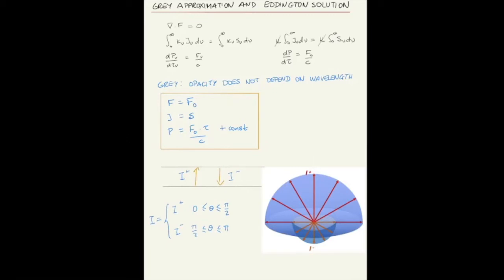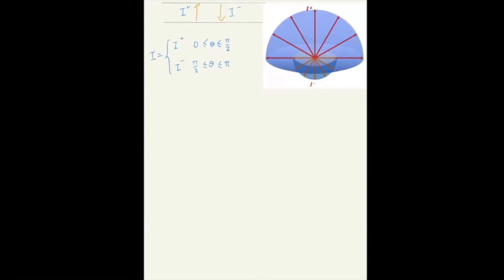So we can express the mean intensity, the flux and the pressure in terms of this intensity field. In the end, what the Eddington solution is going to give us is how the temperature depends on the depth. But let's look at the steps along the way to arrive at this result. So the mean intensity is the directional integral of the intensity field. So if you plug in this definition of the intensity, this becomes 1 over 4 pi times the integral in the azimuthal angle.